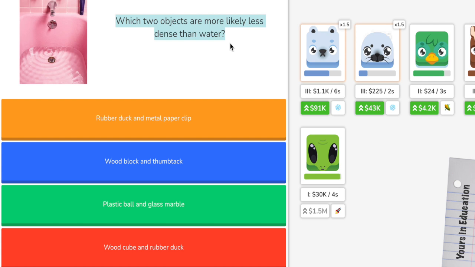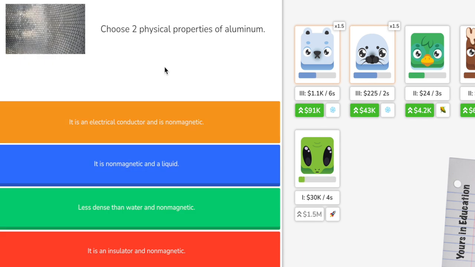Yes. Which two objects are more likely less dense than water? Less dense will float. A rubber duck, yes. Metal sinks. Wood sinks? No, wood floats, and a thumbtack, no, that will sink. Plastic bowl, that will float, glass sinks, wood floats, rubber floats. There you go.